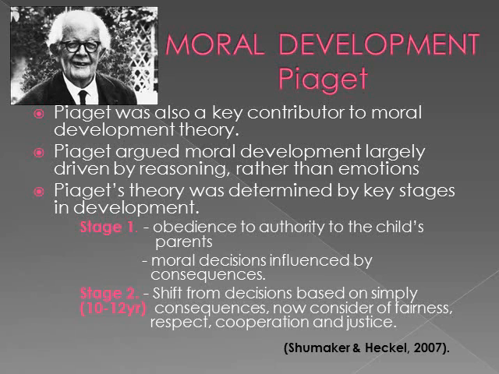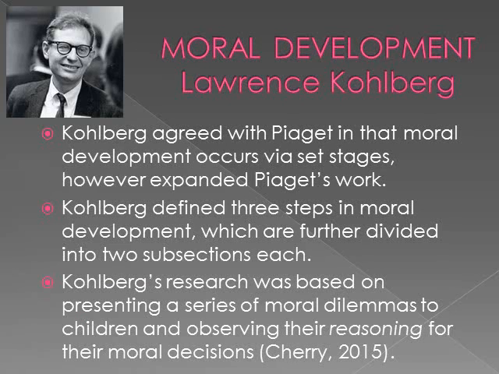Moral development. Piaget was also a key contributor to moral development theory. He argued moral development largely was driven by reasoning rather than emotions. His theory was determined by key stages in development. Stage 1, obedience to authority, to the child's parents, and moral decisions are influenced by consequences, and Stage 2, where there is a shift from decisions based on consequences to consideration of fairness, respect, cooperation and justice.